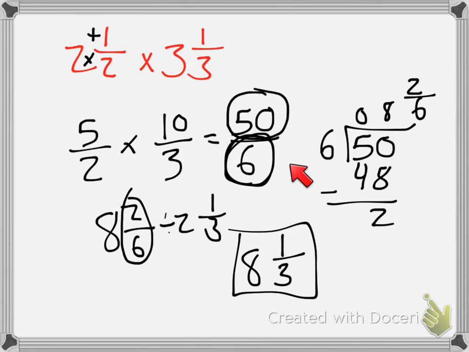Now, again, all three of these are correct answers. You got the 50 over 6. That is a correct answer. You got the 8 and 2/6. That is a correct answer. You got the 8 1/3. Also a correct answer. Just 8 1/3 is in simplest form.